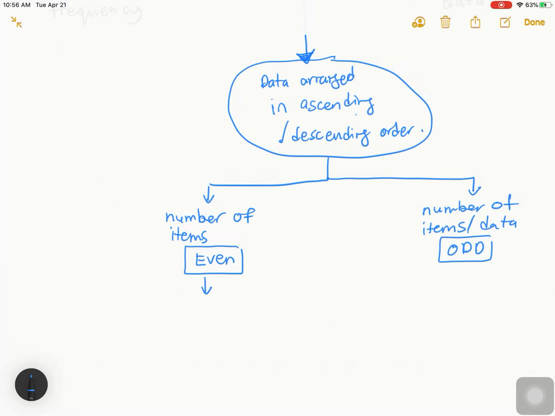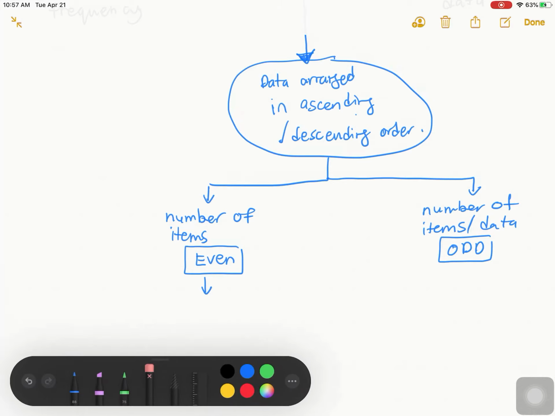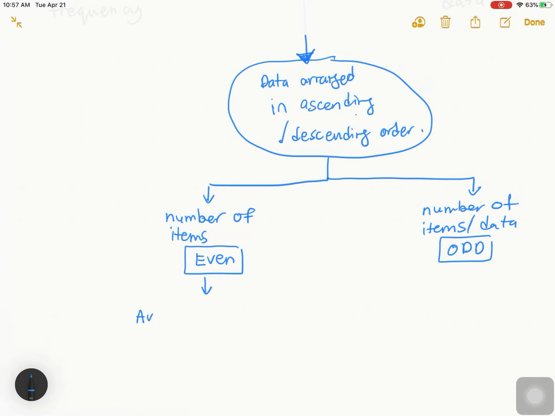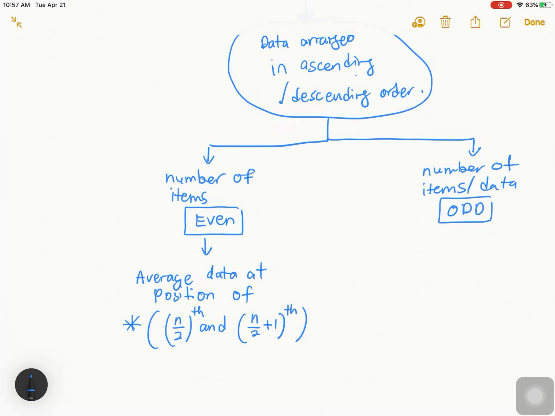For the even number, the median will be in the middle of the data, at the position of n over 2 and n over 2 plus 1. I will show you this one later. For an odd number, this is easy. The position of the data will definitely be in the middle. So when it's even, we have to take two positions.